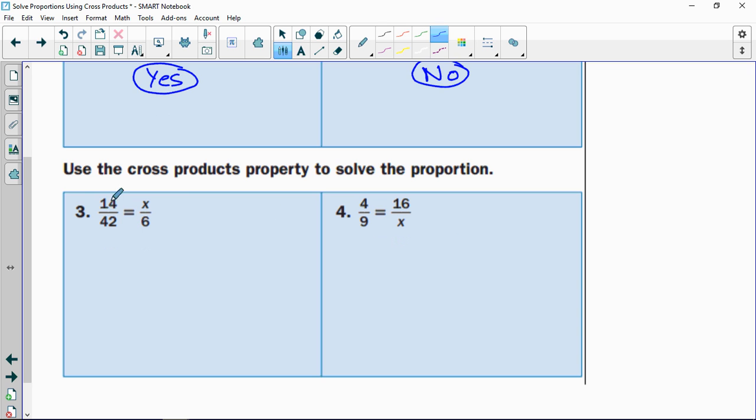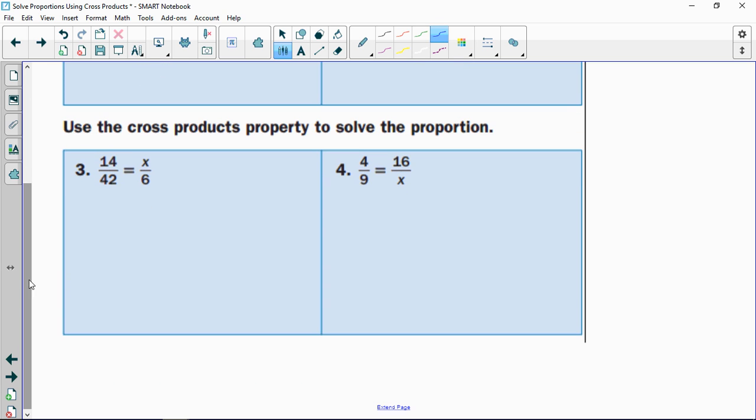Here, you can see if you want to try these on your own. If it doesn't make much sense, I can show you a really nice way to show your work. 2 ways for number 3. I only really use one of them myself. The cross product property says 14 times 6 will give me the same answer as 42 times x. So 14 times 6 is 84. 84 equals 42x, and then I divide by 42, and I get 2.